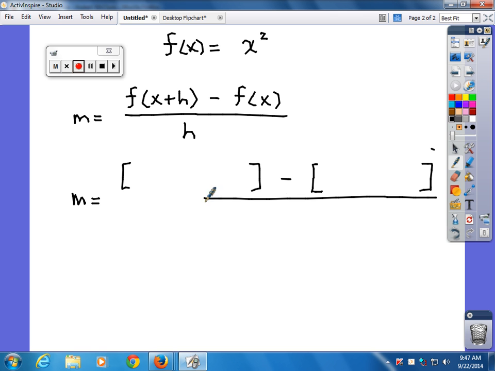Now f of x doesn't take much thinking, does it? All you got to do is just rewrite this right here, because that's f of x. See? So let's just do it squared.